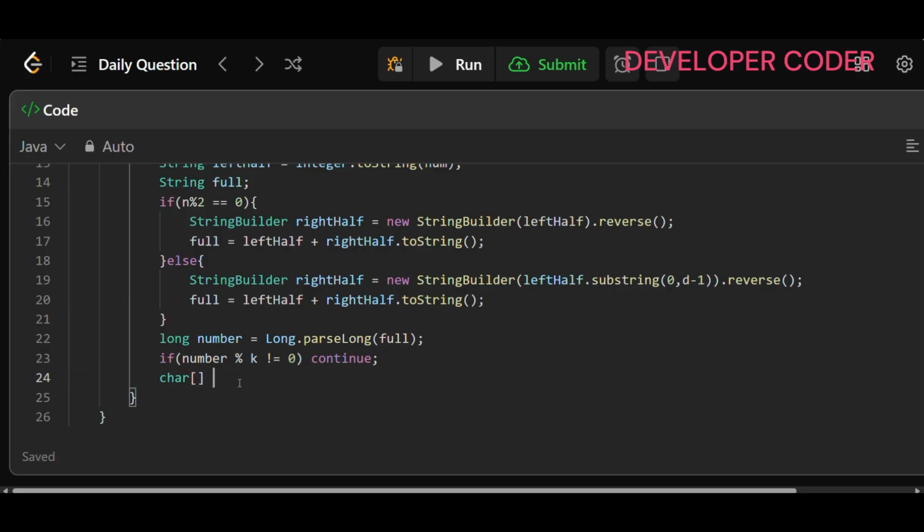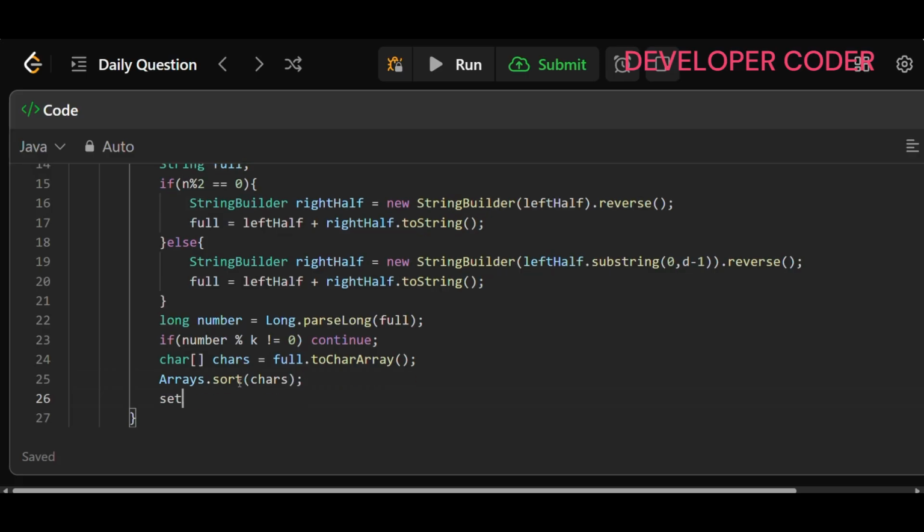So char array chars, you can say full dot toCharArray. Done, and then just sort now. So Arrays.sort, and here chars. And then after that, in the set just add this.